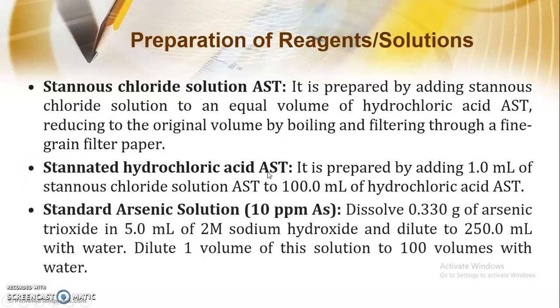Then standard arsenic solution, which has a concentration of 10 ppm. So if our sample exceeds the concentration of 10 ppm, then our sample does not pass the limit test. Dissolve 0.33 gram of arsenic trioxide in 5 ml of 2 molar sodium hydroxide and dilute it with 250 ml of water, and dilute 1 volume of this solution, meaning we pick up 1 volume of this solution and dilute it up to 100 volumes with water. In this way, we can prepare the standard arsenic solution, which is used for comparison with our test solution.